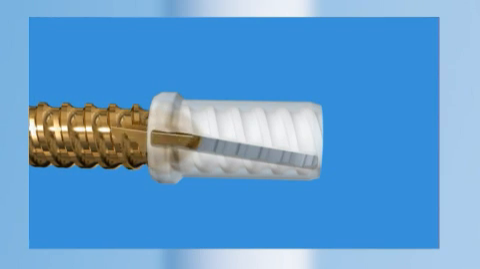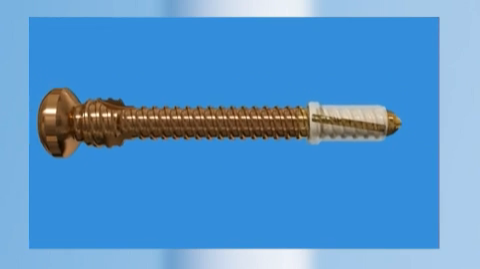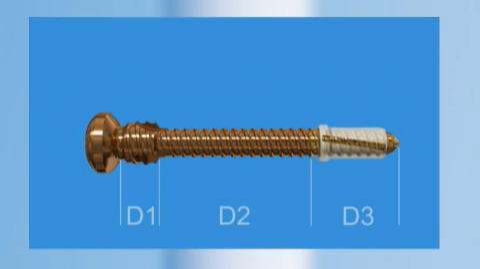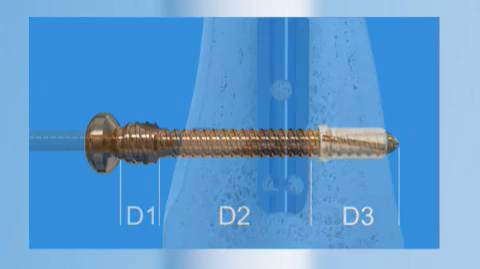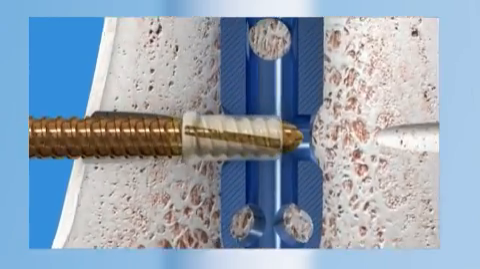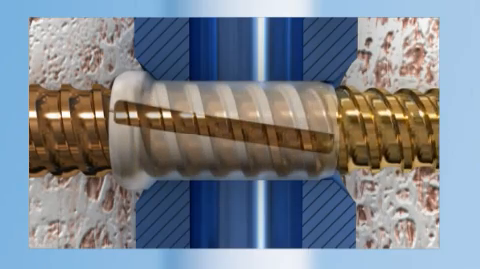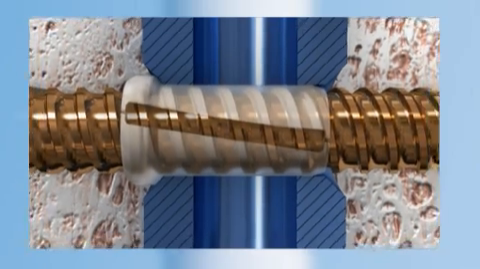This sleeve is pre-assembled on the gold tip. The screw itself comes in three different diameters. During screw insertion, the sleeve expands in the middle as a result of the increasing diameter. This deformation and press fit secures the construct of nail and screw with angular stability.